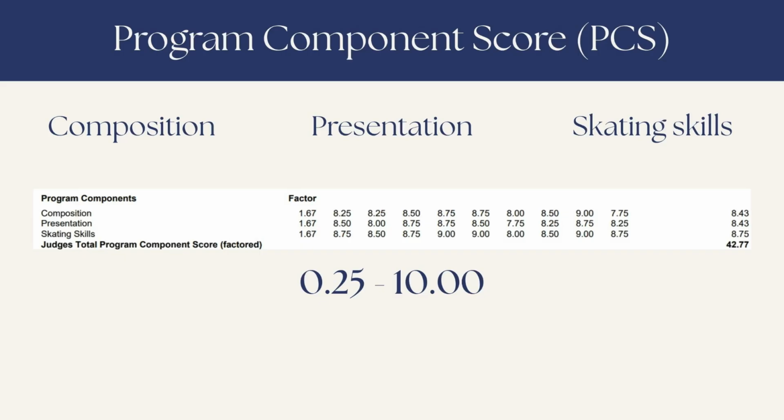The program component score consists of composition, presentation, and skating skills. These are evaluated by each judge on a scale of 0.25 to 10 in increments of 0.25. From the judges' scores, the panel scores for each program component is calculated and it's multiplied by a set factor, this factor differing for each discipline and segment, to ensure that the technical element score and the program component score are balanced. These scores of panel then make up the program component score for the segment.